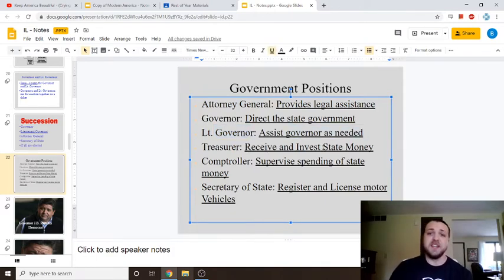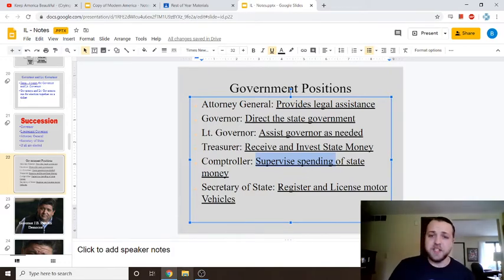The treasurer receives and invests the money. They're more like a bank, whereas a comptroller is more like an auditor, or the IRS. They supervise the spending of the money. They keep track of the spending, but they don't actually get to choose how it's spent. That's the treasurer's job. So the treasurer receives and invests the money, much like a bank would, whereas the comptroller is more like an accountant or an auditor. They just supervise the spending and make sure we know how much money we have at any given point.